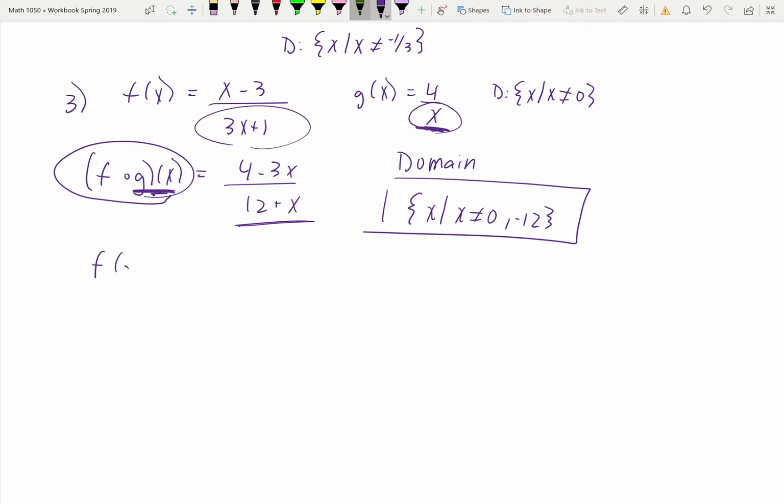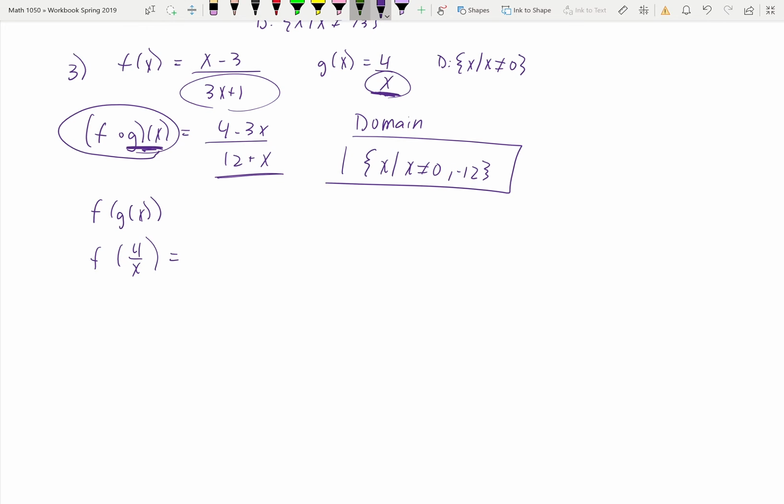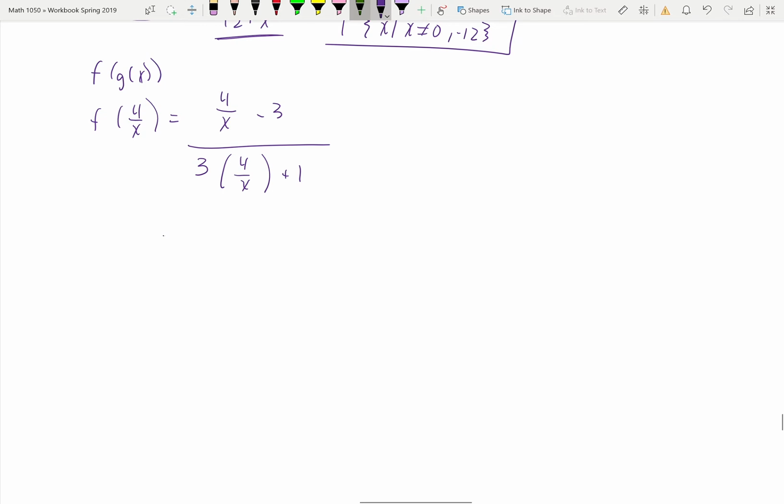Okay, look, so this is f of g of x. Well, g of x is 4 over x. You should probably watch this anyway, or maybe even write it down, because they might give you a problem like this where they actually have you find it. So go into your f of x, and right here where you see an x, put in 4 over x, okay? So you have 4 over x minus 3 over 3 times 4 over x plus 1. So the top is fine. I'm just going to leave it how it is for right now.